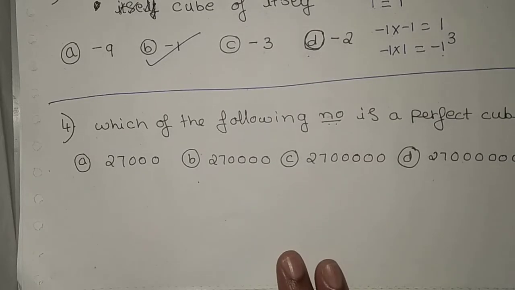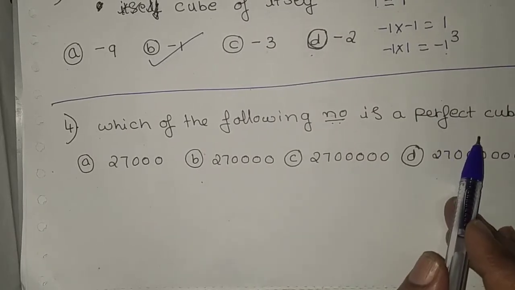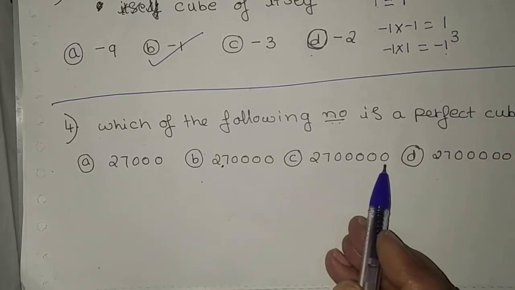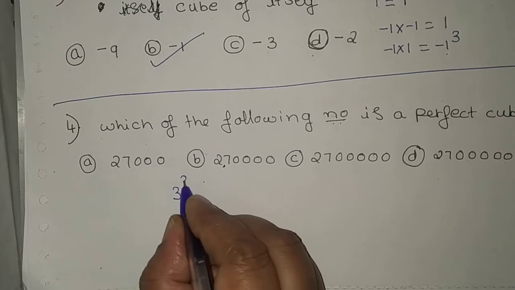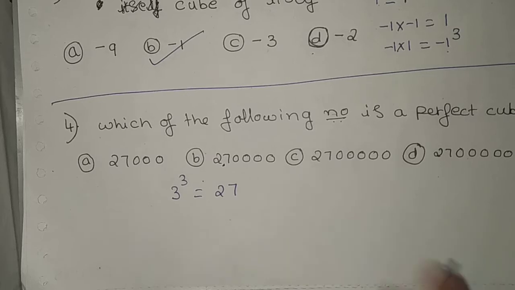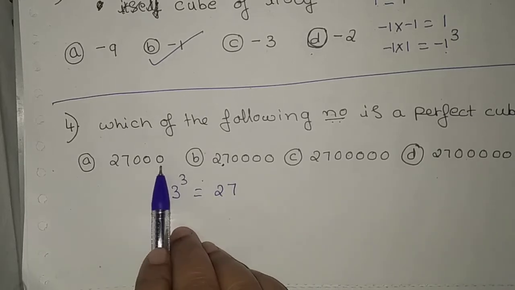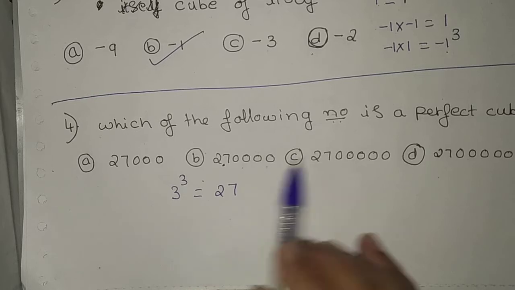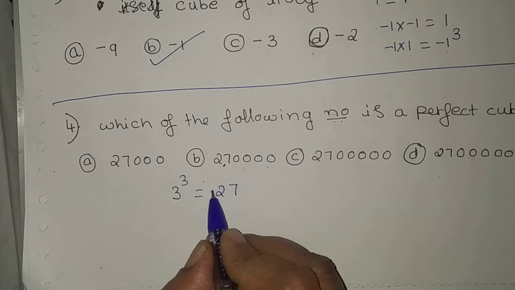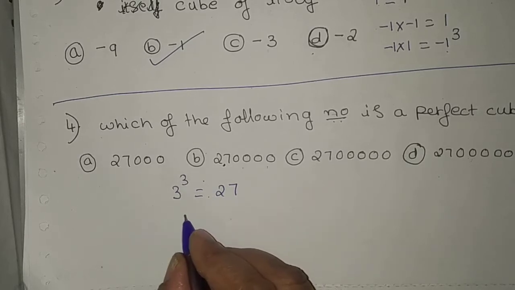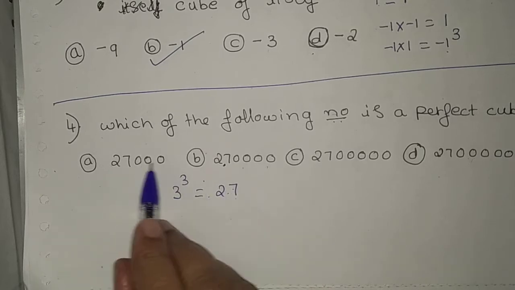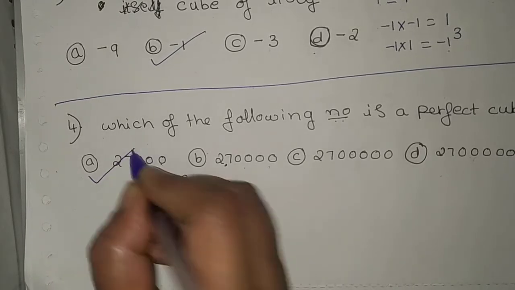Now the fourth problem. Which of the following numbers is a perfect cube? Here 27 is given. 27 is 3 cube. Now find out: 27 followed by 3 zeros, 27 followed by 4, 27 followed by 5, 27 followed by 6 zeros. Since it is a cube, 27 is 3 cube, followed by 3 zeros. So option A is the correct answer.